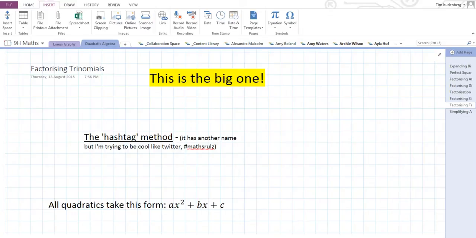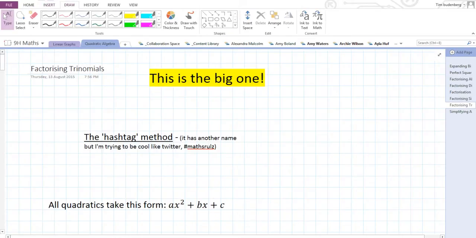So today we're going to look at factorizing quadratics. And last week we learned how to factorize a quadratic when this here, a, was 1. Today we're going to look at a method that teaches us to split that into a pair of factors when a is not 1.